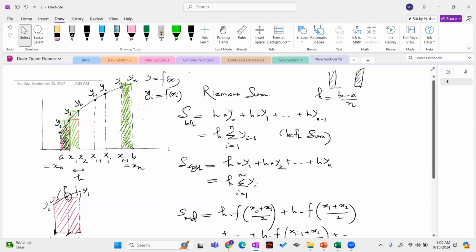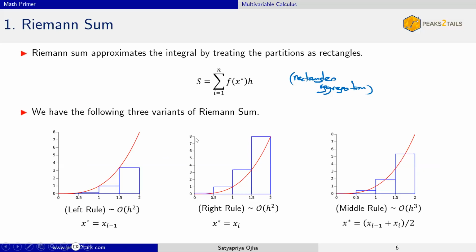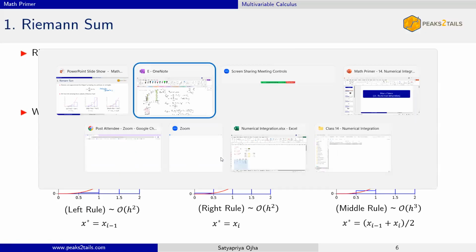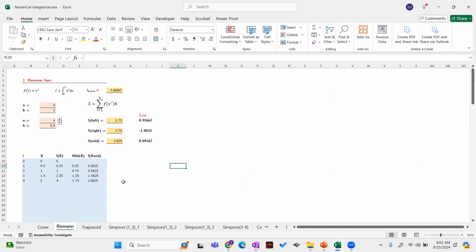Now let's look at the implementation of all of these in Excel so that we can appreciate what's going on. Before this, I have given some pictures here for your revision. All right, so this is Riemann sum. So this is our function f of x equal to x square, a very simple function.